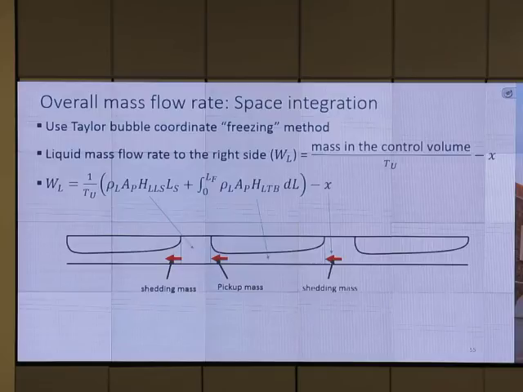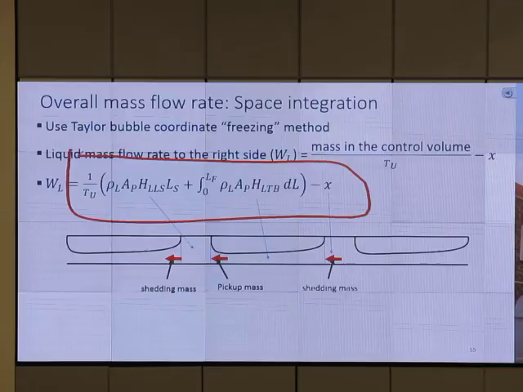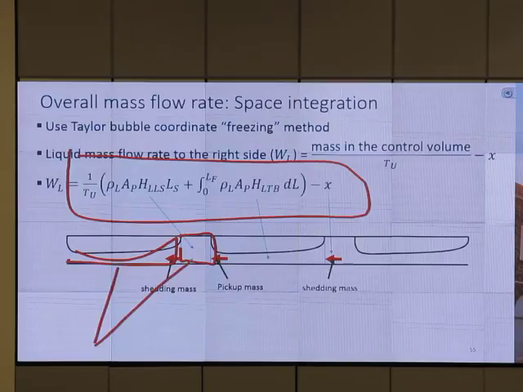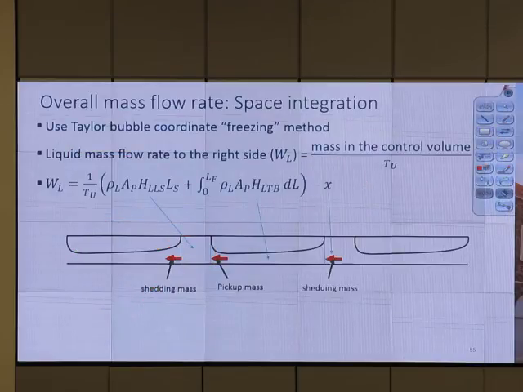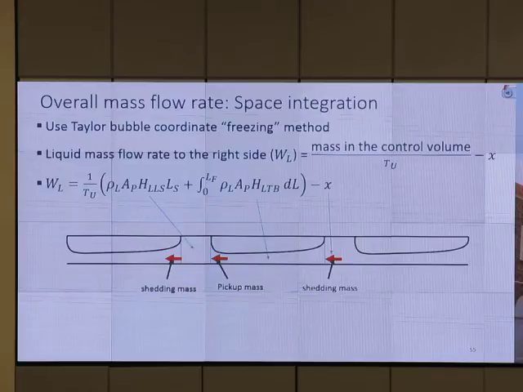So we have to use this formula. It's not about the same everywhere. You get film profile, you get slug body, you account for every location. Then you get the WL. Let's take a look at the derivation. Why do I say it's not the same everywhere?